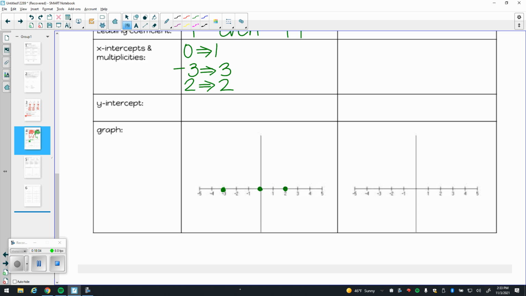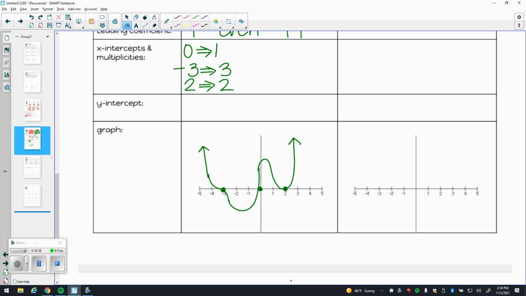Now, at negative 3, what happens? It bends. Does it bend down or up? It's going up, right? So it's got to bend down. Okay. At 0, what happens? Straight through. And at 2, what happens? It bounces. So it's going to come back, and it's going to bounce, and it's going to go back up.